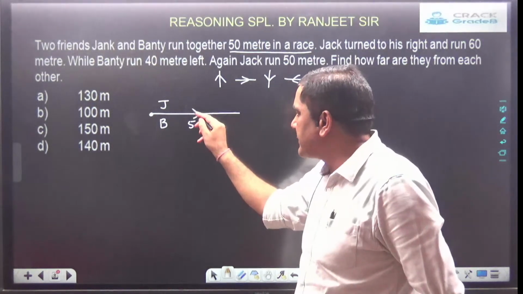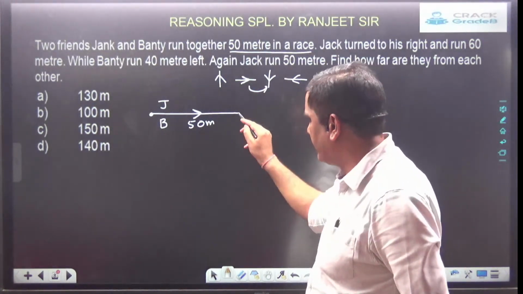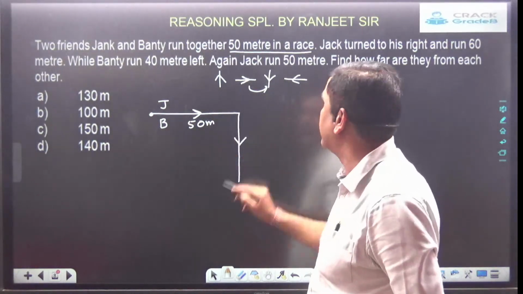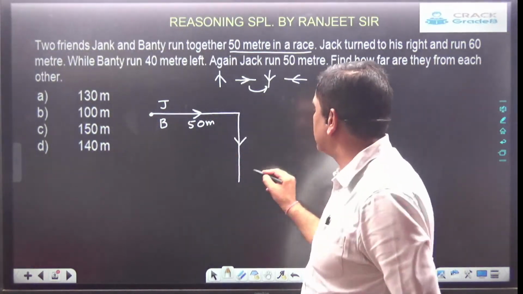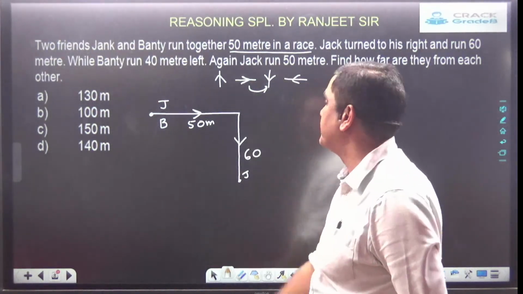Now currently the person is moving towards what? East direction, and then right. Right means what? Jack will go in the south direction. Jack turns to his right and runs for 60. So Jack will go for 60. Now Jack will be over here.